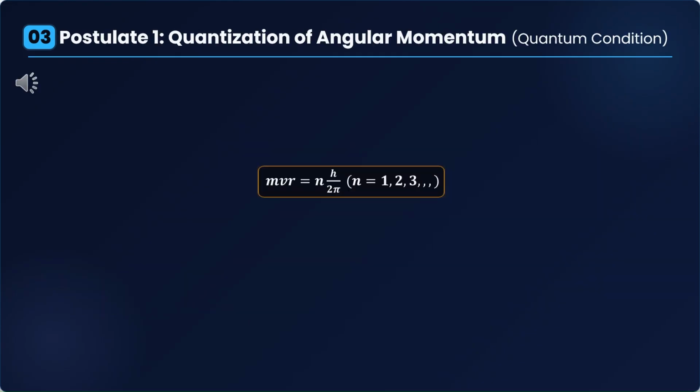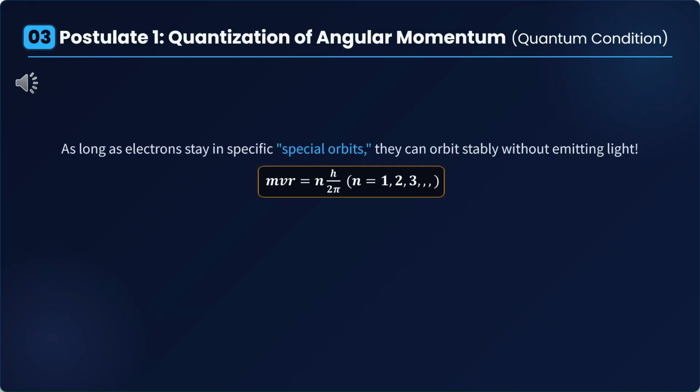Let us look at the quantum condition first. Do not worry when equations pop up. Let us decode its meaning. The left side, mvr, is angular momentum, which represents the strength of rotation. On the right side, h is Planck's constant, and n is an integer like 1, 2, or 3. This means one thing. As long as an electron stays in a special orbit, a stationary state, where its angular momentum is an integer multiple of h over 2 pi, it can magically keep orbiting stably without emitting any light.